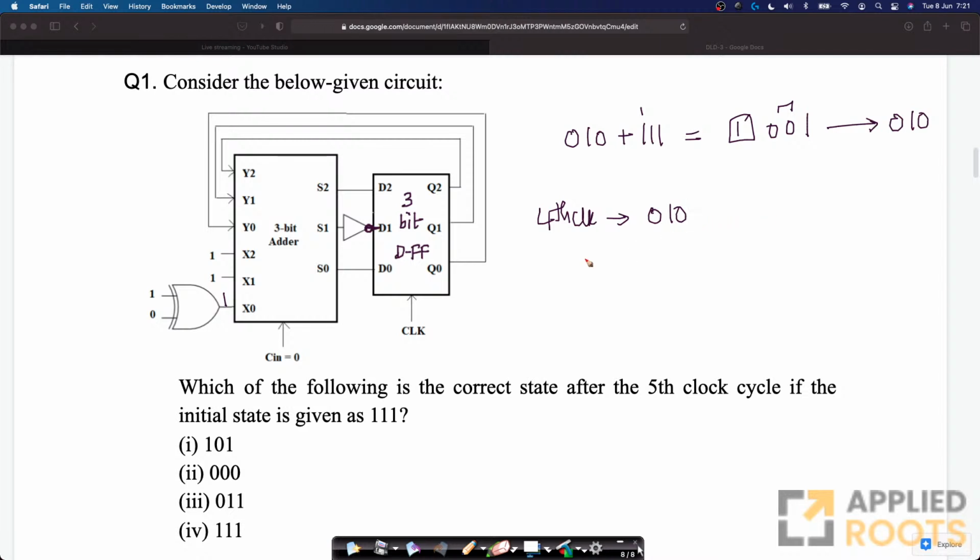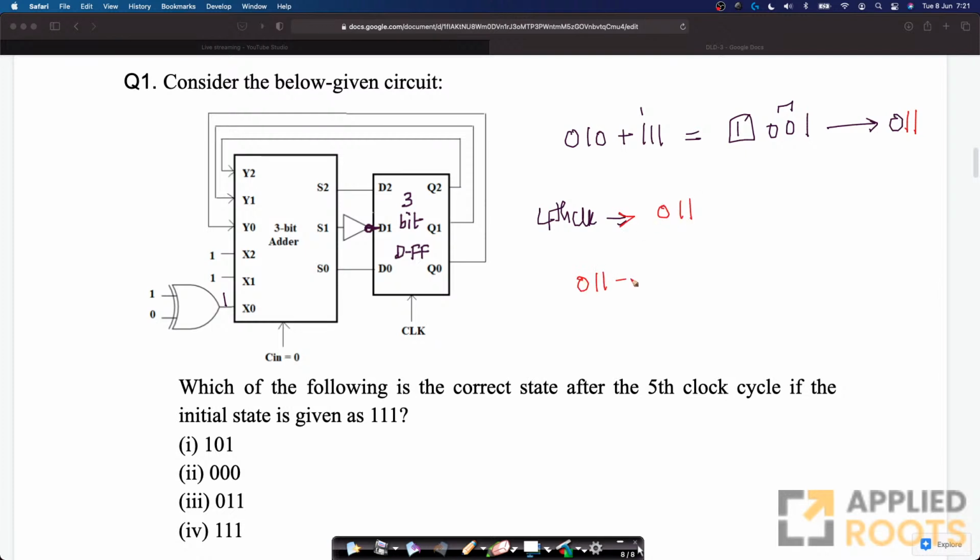Done. Now let's go to the fifth clock cycle. Before the fifth clock cycle, what happens? This will be fed back into the system. Sorry, 011. I'm sorry, I made a mistake. Only the second bit should be complemented. This should stay 1 only. I'm sorry. Okay, so this is 011.